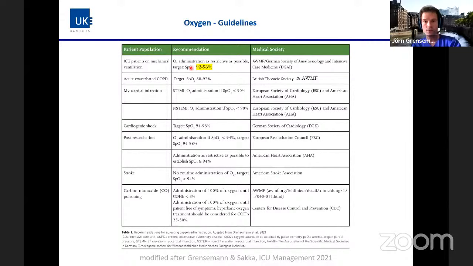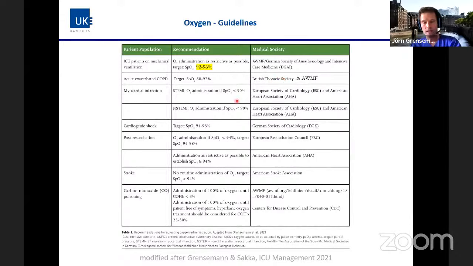And just a few days ago, the new German guideline on oxygen management was released and recommends a target of 92 to 96% in patients without a risk for hypercarbia. For acute exacerbated chronic obstructive pulmonary disease, the British Thoracic Society and the German Society both recommend 88 to 92%.